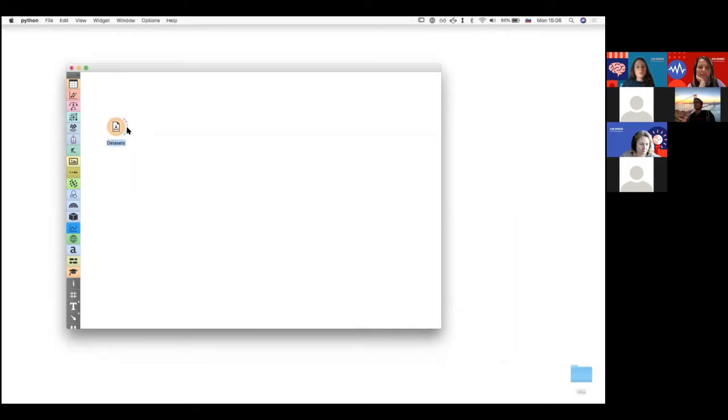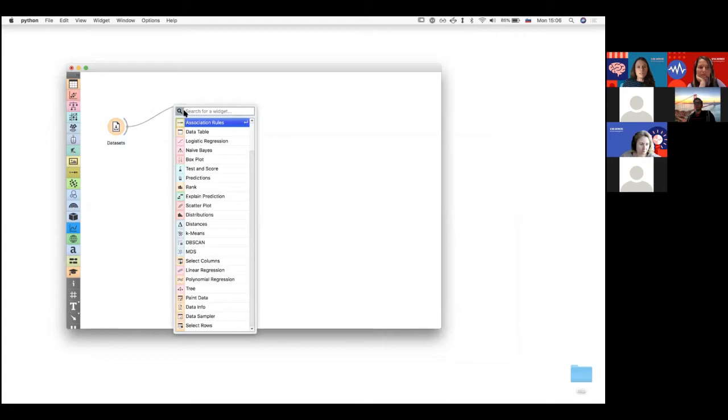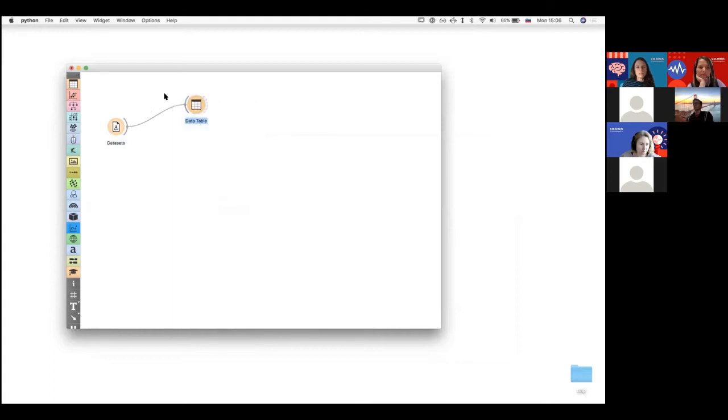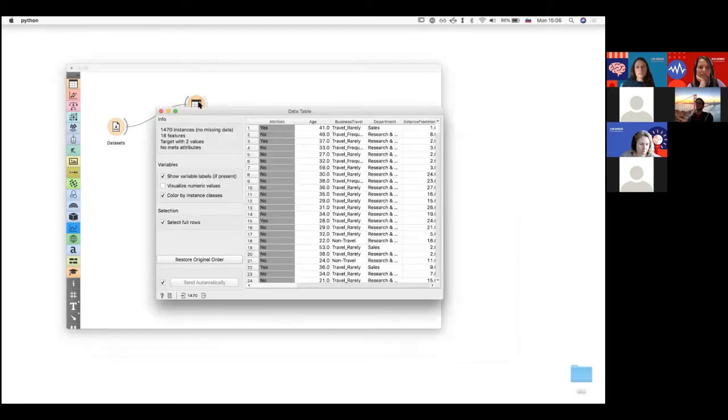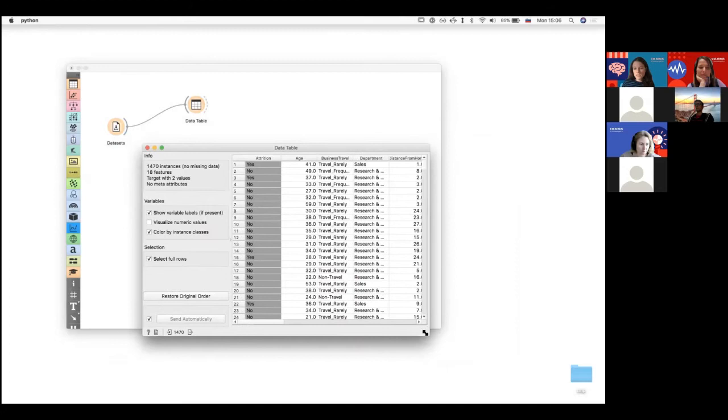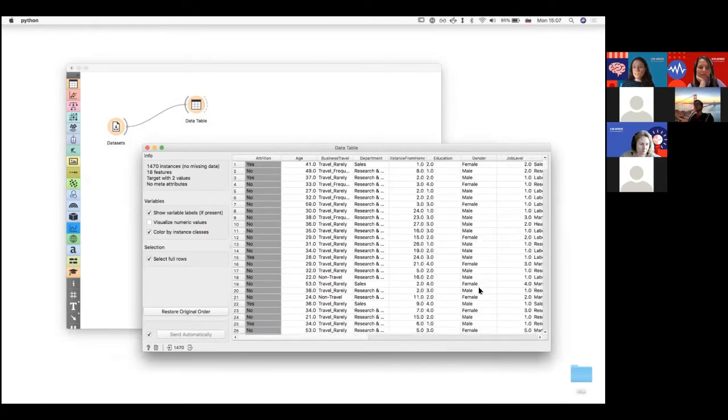Now I will go from this right side where there's this little ear. I will click and drag a connection out of it, and I will connect data table to this widget. A data table is a simple widget. It's like an Excel spreadsheet. It enables us to observe the data.